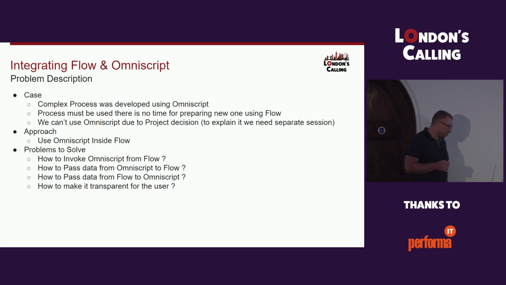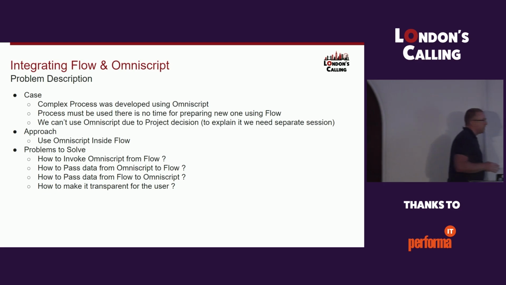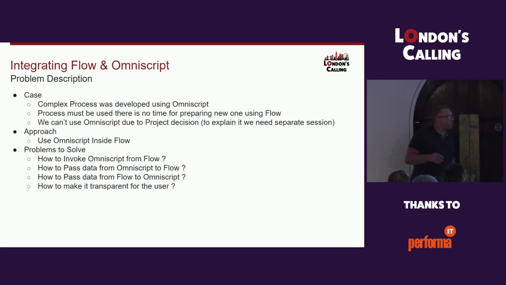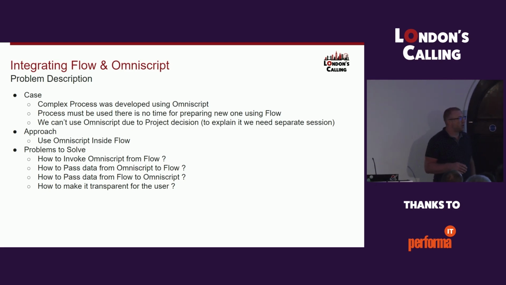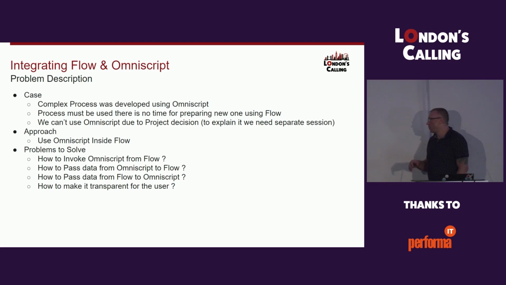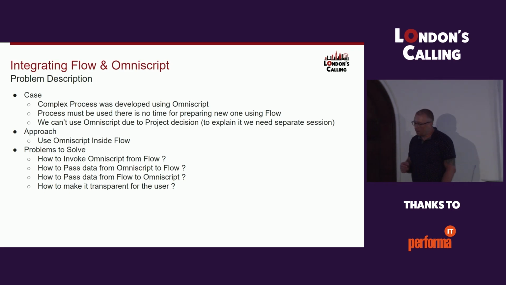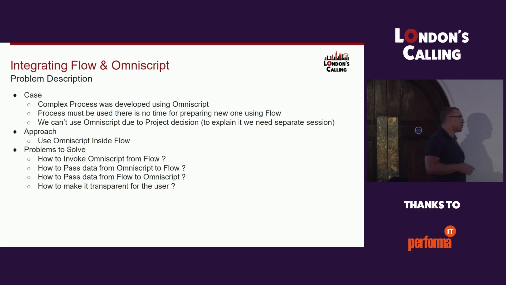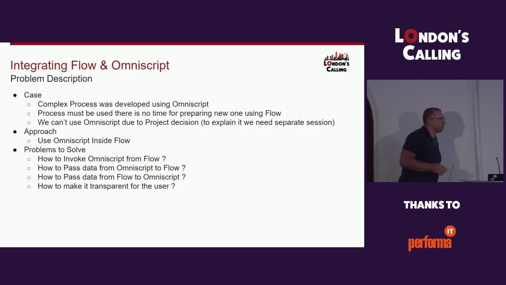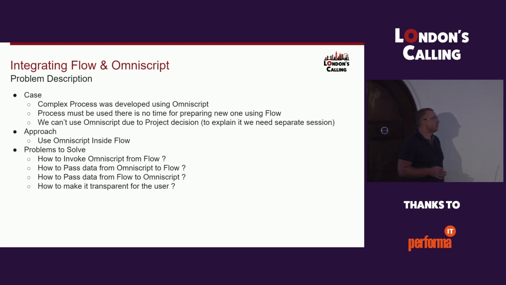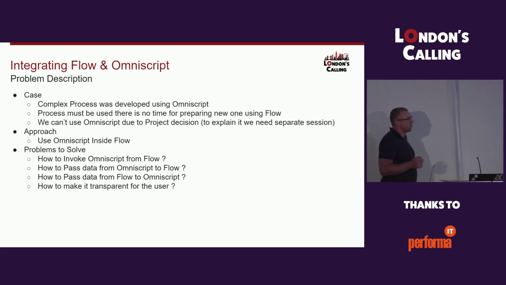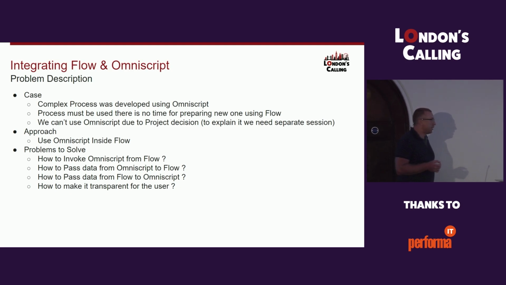So why did they make such a decision? It is a long story, but in short, OmniStudio metadata still uses storage. So we reached the point that after deployment to our scratch orgs, we reached this storage limit of 200 megabytes, and we have no more space. So we need to think about how to use OmniScript inside a flow, and what problems we have to solve.